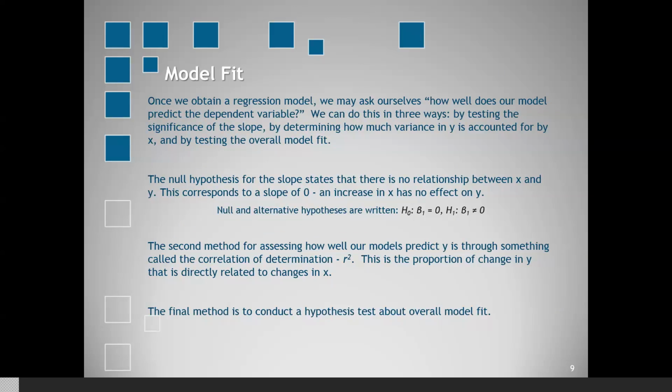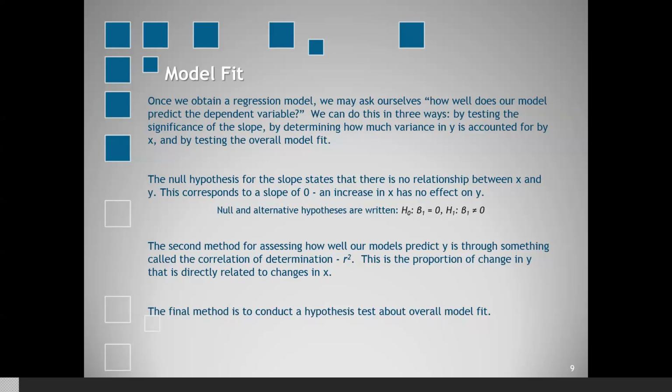Once we obtain a regression model, we may ask ourselves, how well does our model predict the dependent variable? We can do this in 3 ways: by testing the significance of the slope, by determining how much variance in y is accounted for by x, and by testing the overall model fit. We will use Excel to obtain each of these pieces of information.